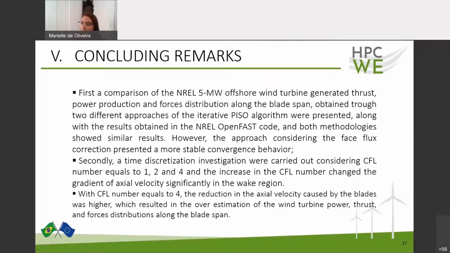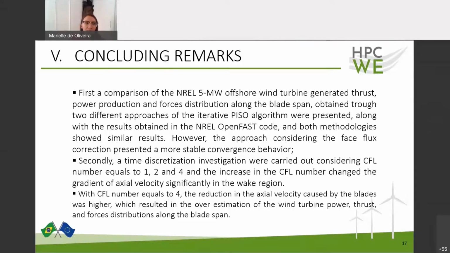Also, with a CFL number equal to 4, the reduction in the axial velocity caused by the blade was higher, which resulted in the overestimation of the wind turbine power, thrust, and force distributions along the blade span. Therefore, considering the temporal discretization investigation employed in the analysis, the accuracy and the performance results were better predicted by the numerical model considering lower values of CFL numbers.